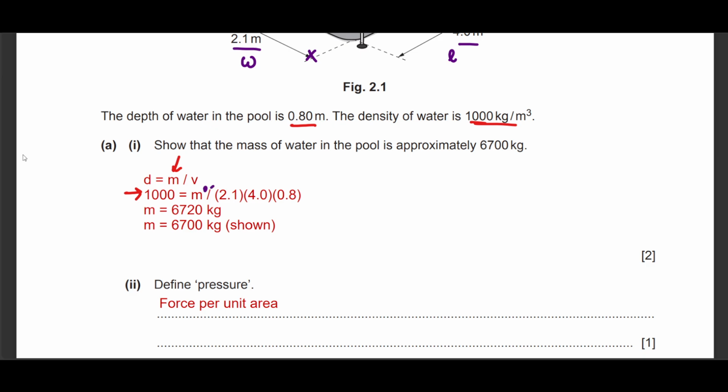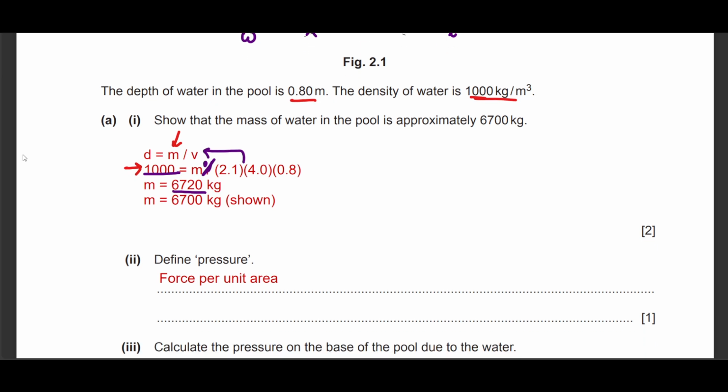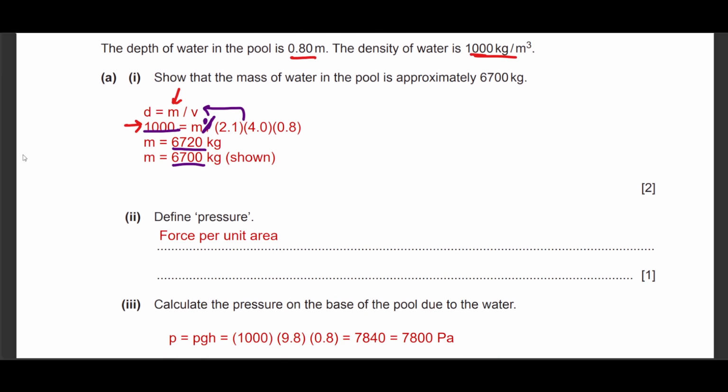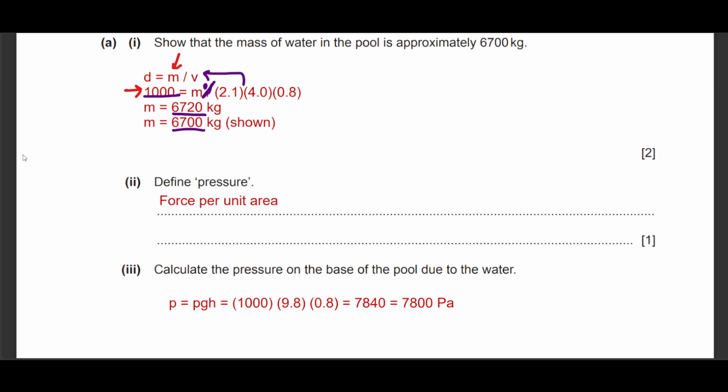Then, since it is being divided by mass, we have to take this to the other side and multiply this with 1000. So the final answer will be 6720, which up to two significant figures will be 6700 kilograms, as shown. Then define pressure, again force per unit area, which is pressure equals to force per unit area. Definition simple.